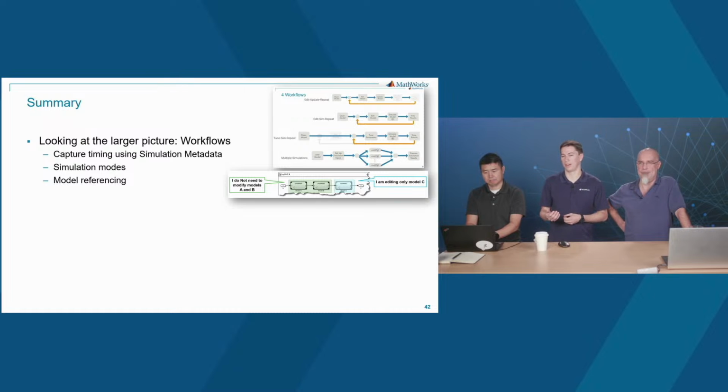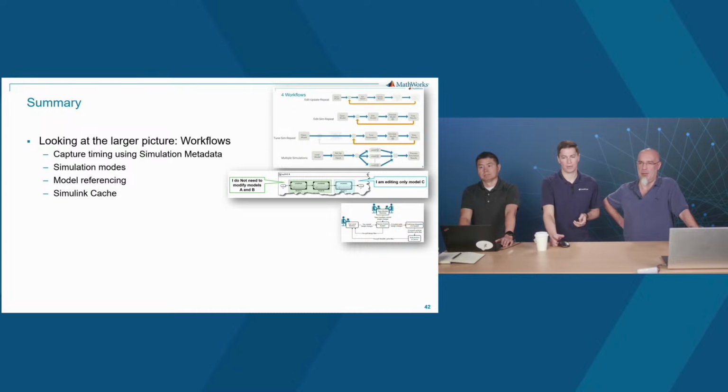The compilation can take longer, but it can give us much better execution time performance. And also we talked about model referencing, how we can use model references to split up pieces of our model and run them in different simulation modes. So the pieces that we aren't changing, we can run in the accelerator modes, and the pieces that we are changing, we can run in normal mode. We also talked about the Simulink Cache and how we can use the Simulink Cache to speed up the initialization of our simulations and maybe even share them across our organization to speed up simulations for a large group of people.